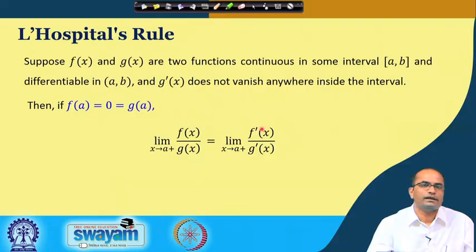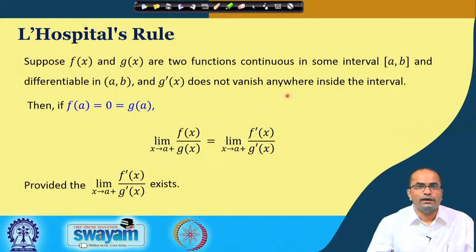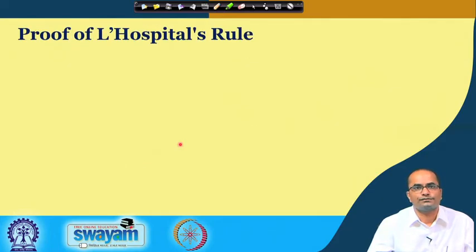So, it is another application of the derivatives, and naturally the limit of the derivatives must exist, otherwise this does not make sense. We will come to this point a little later, and we will see one example where this limit does not exist, but it does not mean that the limit of f(x) over g(x) does not exist. So, this is the rule here: if the limit of the derivatives exists, then it will be equal to the limit of this ratio of the functions.